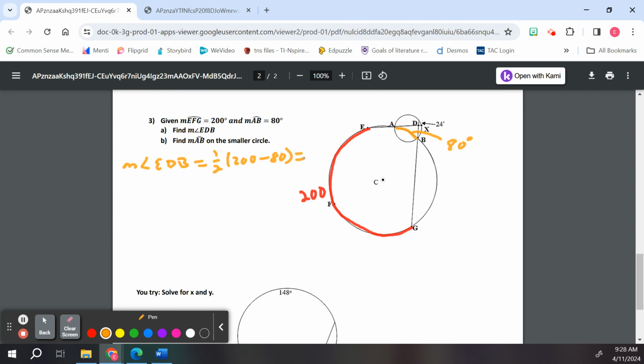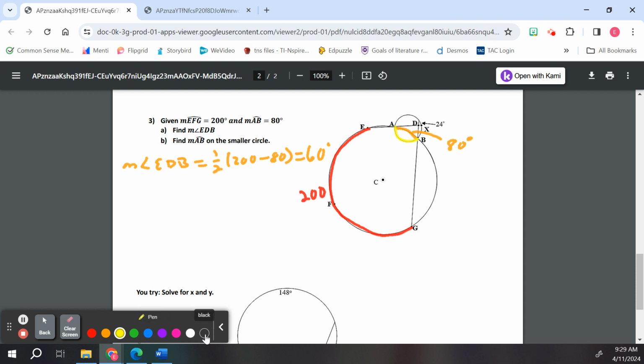How big is that angle? Who can tell me? What do we get? What'd you get? 60. Nice job. All right, so that's 60 degrees. Now we have to find this itty bitty arc right here with this smaller circle. That's what AB is for this one.